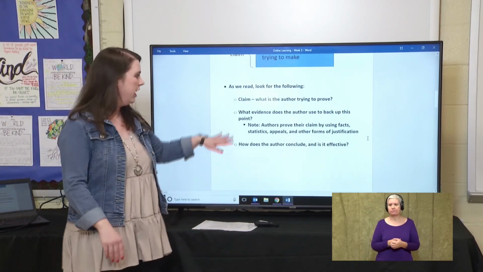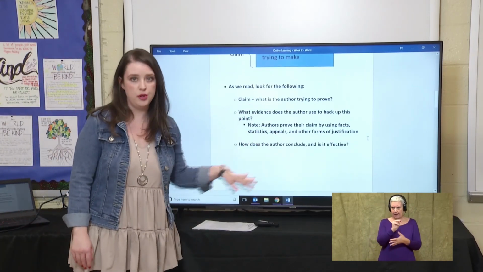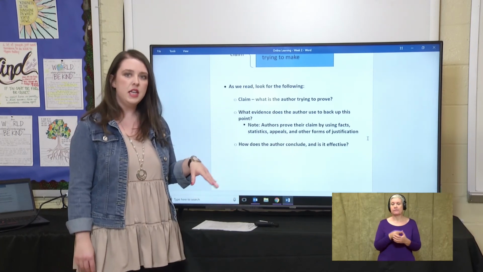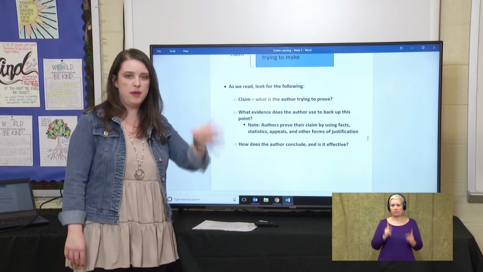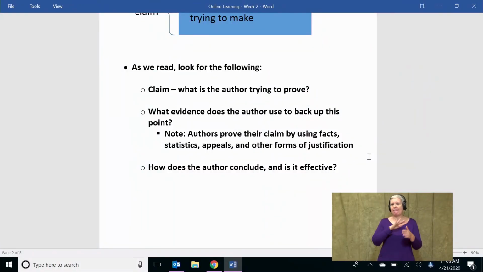So again, claim is what the author is trying to prove. That is the idea that that person is going to write about in the entire article. Now, how does he prove it? By backing it up with specific evidence. Note that authors will usually use facts and statistics, those are your numbers, those percentages, those numbers that say, oh, this is why we have a problem.